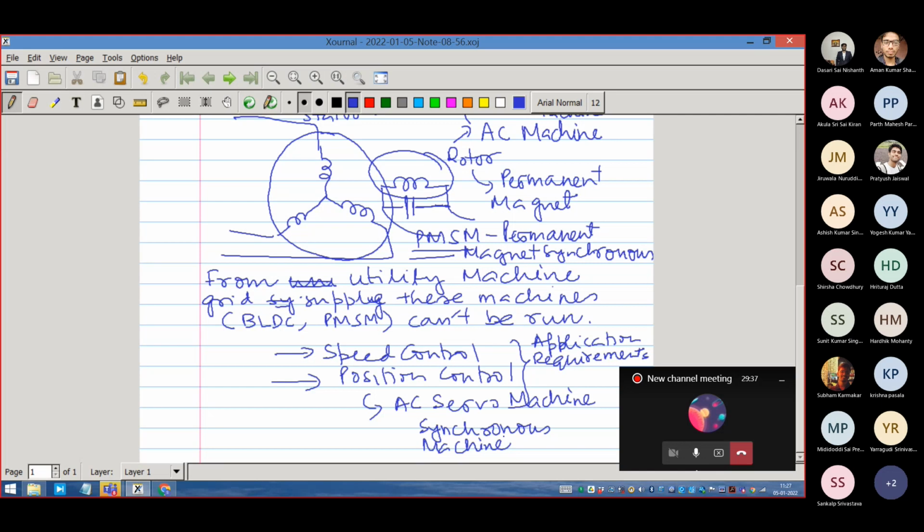A lot of factors come in, and what I'm telling here is not a gospel truth. I'm just trying to tell you the aspects that we need to consider when we choose a machine for an application, and the applications are essentially two types: speed control and position control. You may want to run the application at a certain speed and at a certain position.